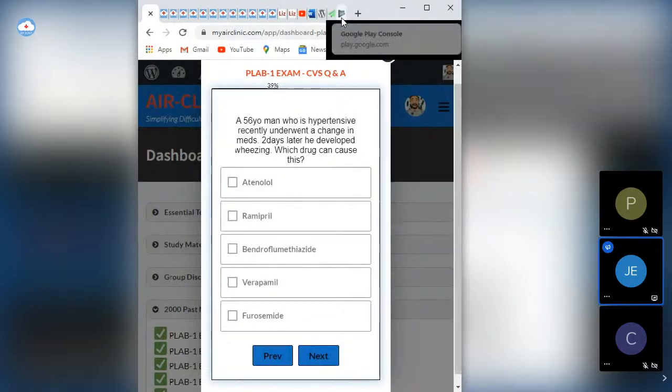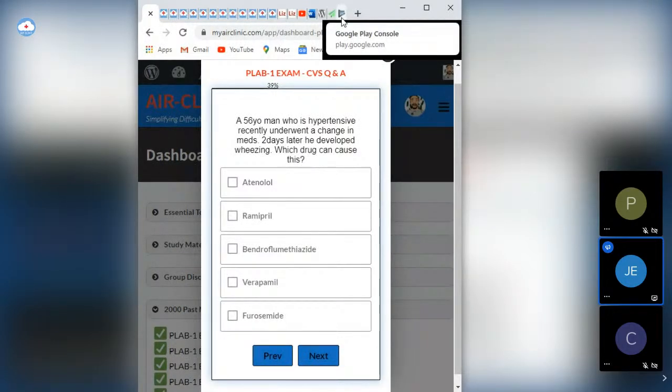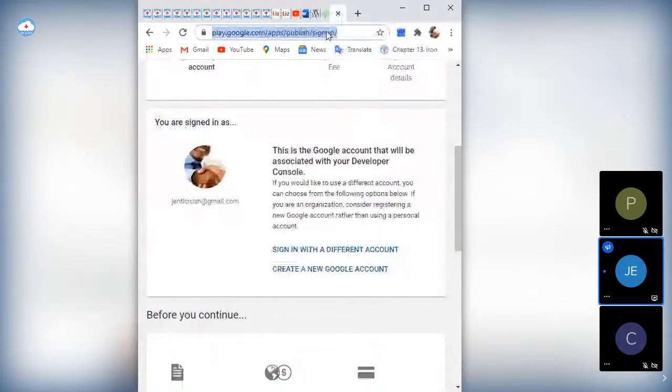Let me just demonstrate this thing. Let's look at the glomerulus.